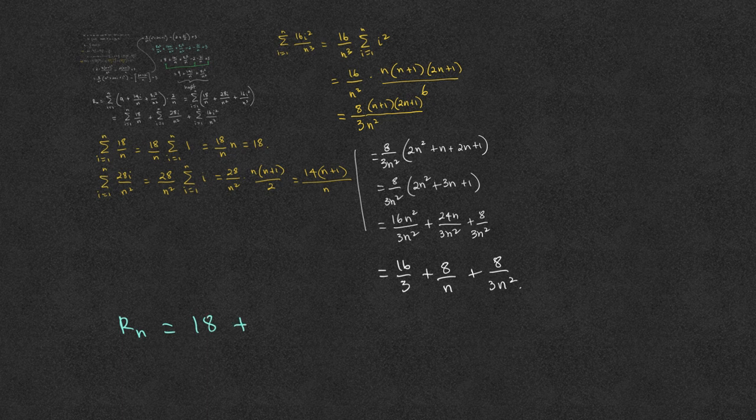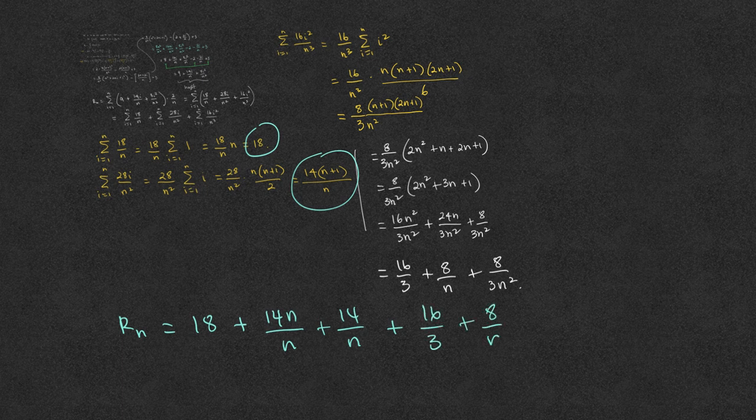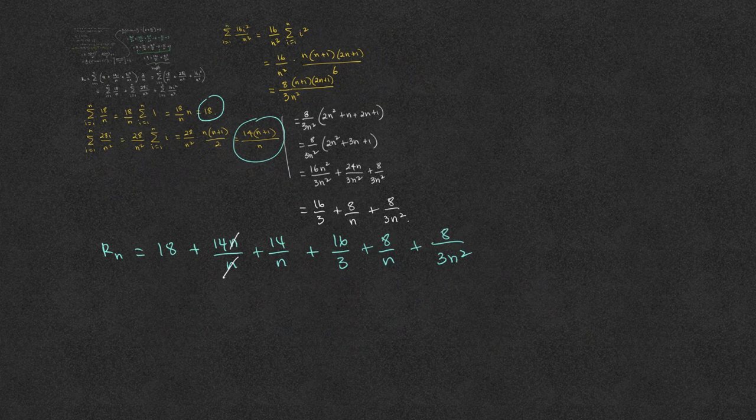And so, putting all of these together, we have the right sum is 18. This is the first sum, plus the second sum is 14n over n plus 14 over n. And the last sum is 16 over 3 plus 8 over n plus 8 over 3n squared. 14n over n is simply 14. We then combine like terms.